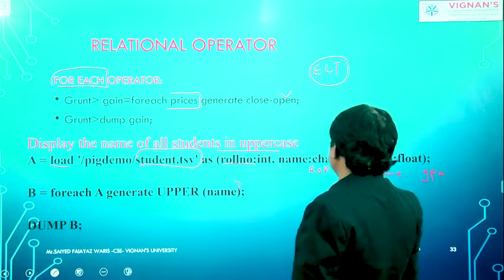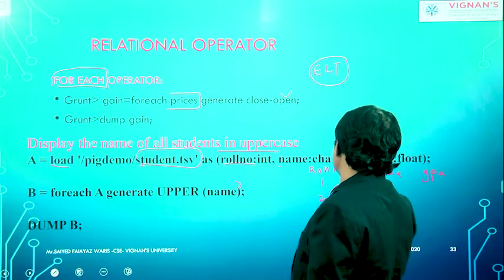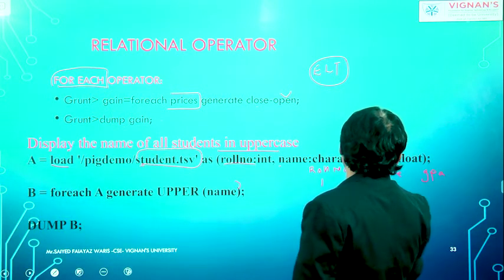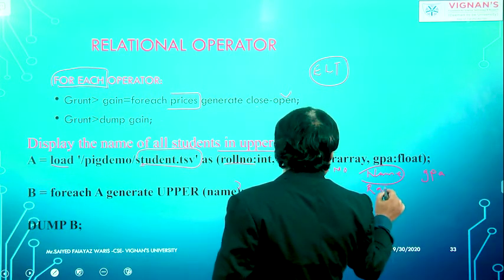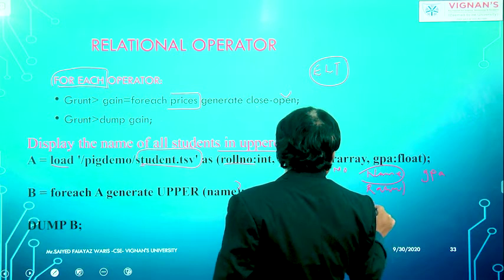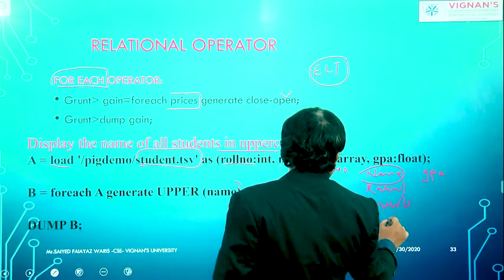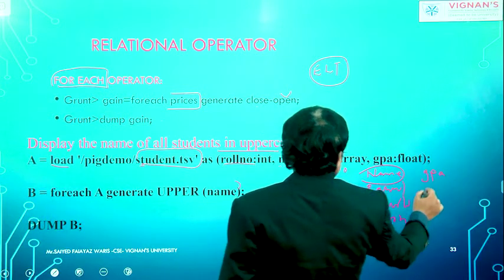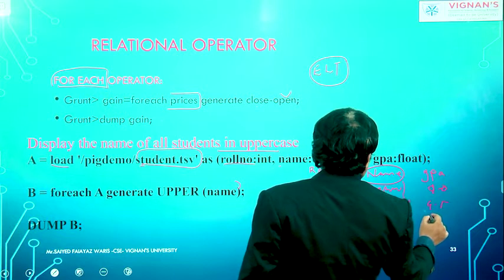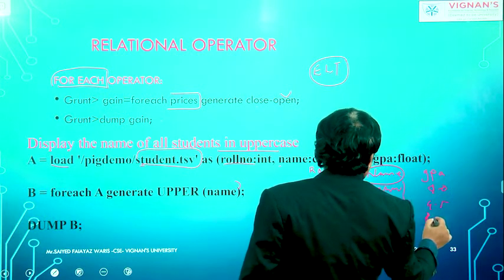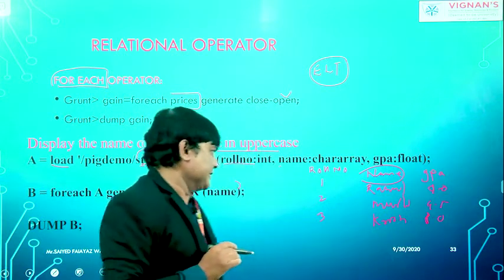Now I have a roll number like 1, 2, 3, whatever roll numbers I get. Here we have the name, suppose Rahul, Murli, Krishna. And we have the GPA, suppose 4.0, 4.5, 5, or 3.0. In this way, this file contains the data.